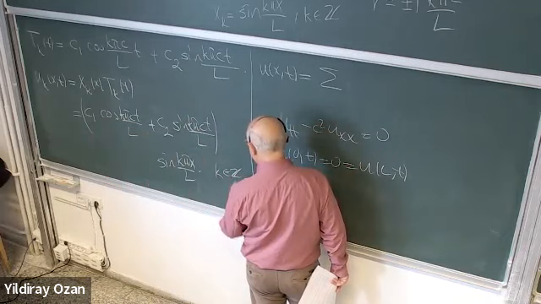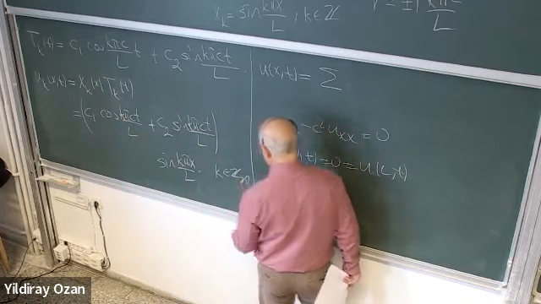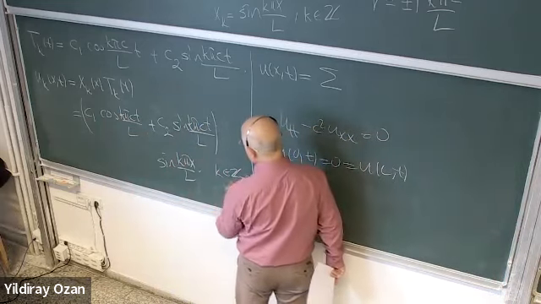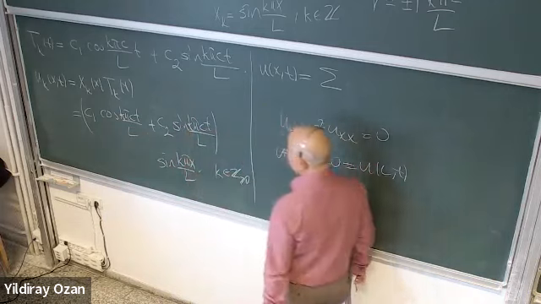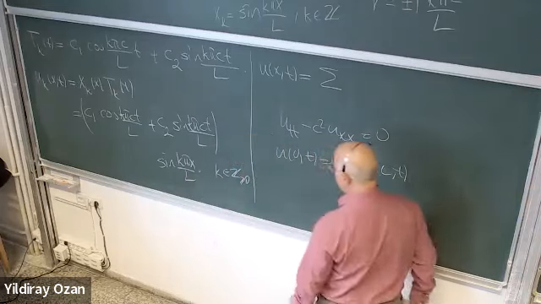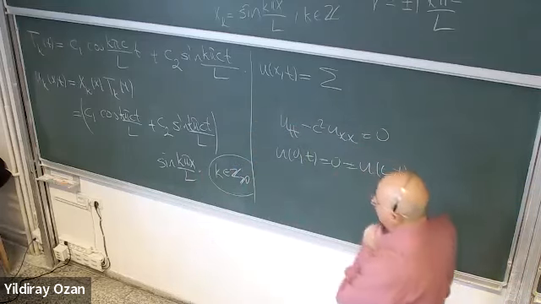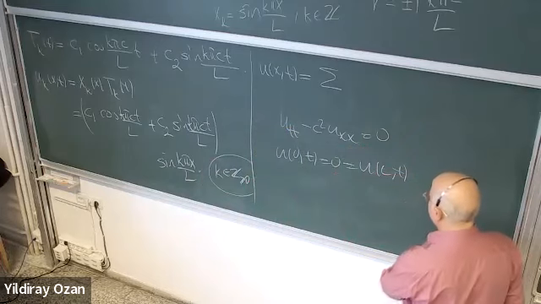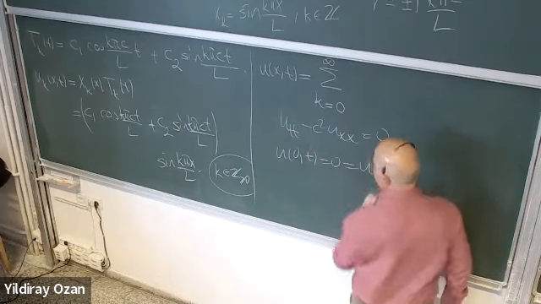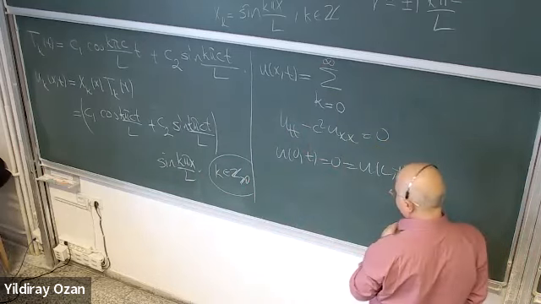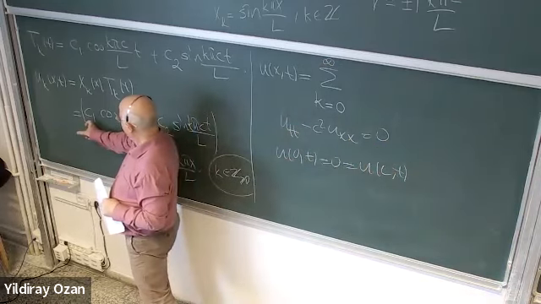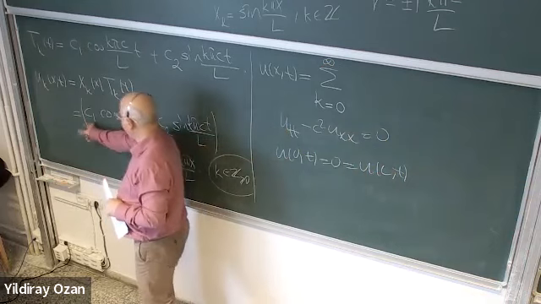It is enough to consider only non-negative ones, because for negative K values, I will not get anything extra. I will have the same functions. Therefore, I can just concentrate on non-negative K values. So I can write this from 0 to infinity, and now for each K, I will have a coefficient.